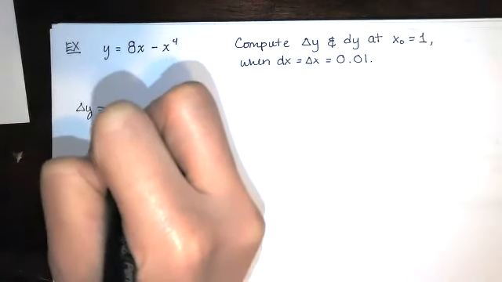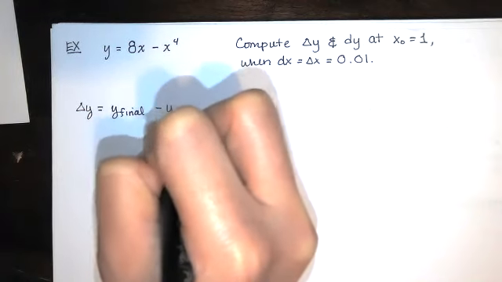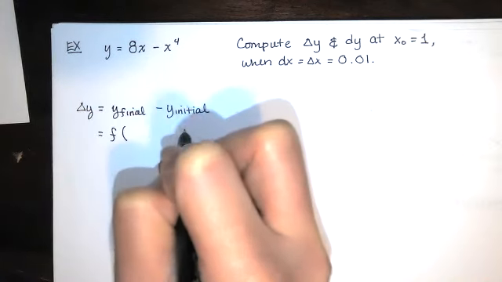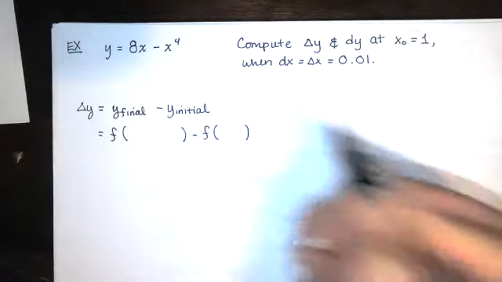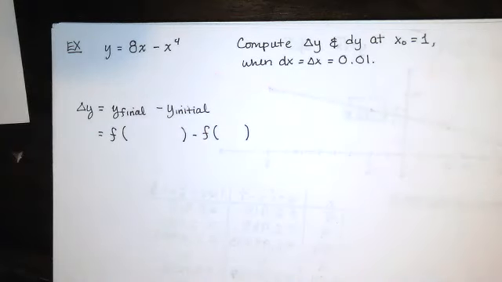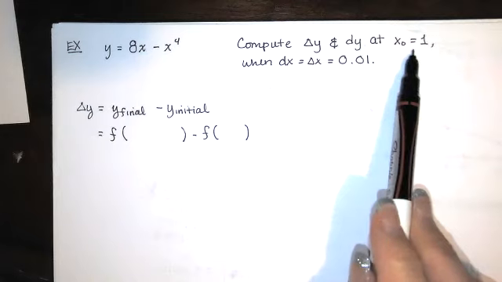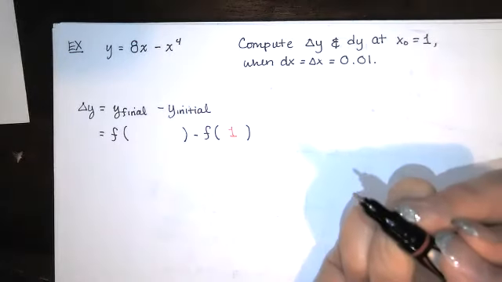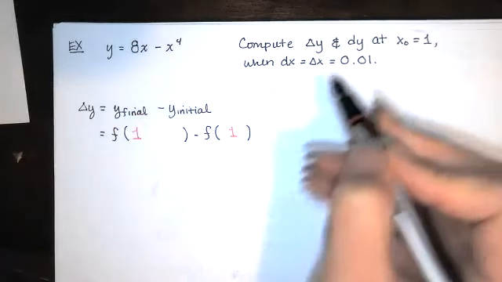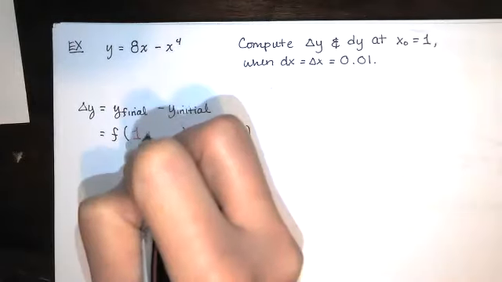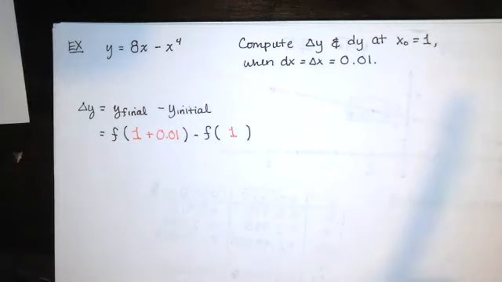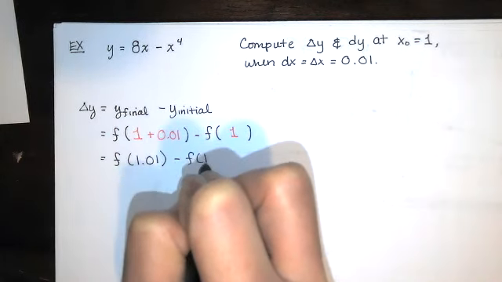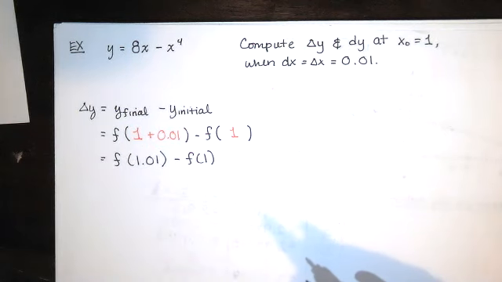This is easy. It's just y final minus y initial. Now, the way you have to think about this, though, is the initial x value is x equals 1. That's where we're drawing our tangent line. And the final x value is x equals 1 plus 0.01. So I've got f of 1.01 minus f of 1. I can compute those two y values, and then I just subtract them.